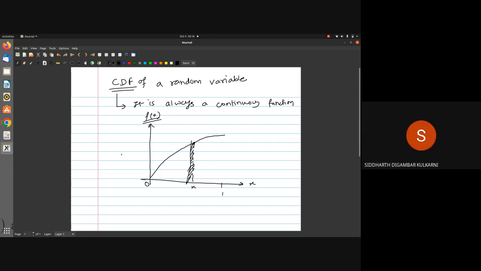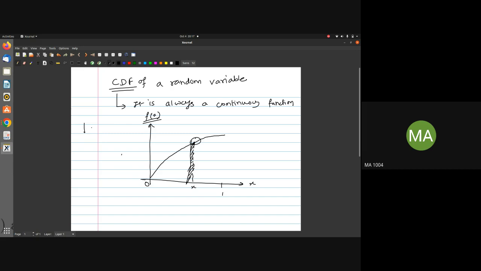Sir, the CDF of a discrete random variable is not continuous, sir. No, CDF is always continuous. CDF is always a continuous function, right? CDF is defined as a continuous function for the discrete random variable also. It is by design made continuous, because we are just adding, right? Okay, so what happened in the discrete random variable?